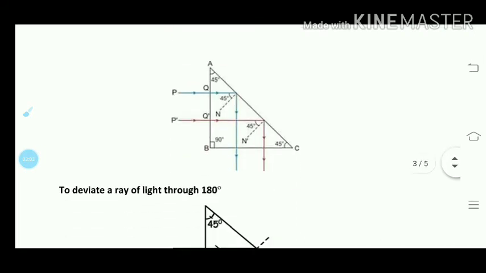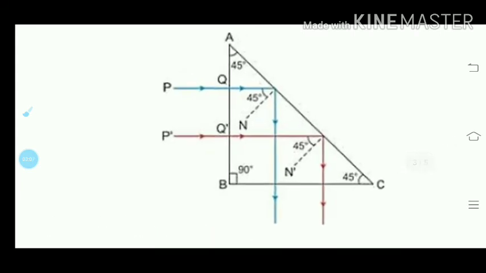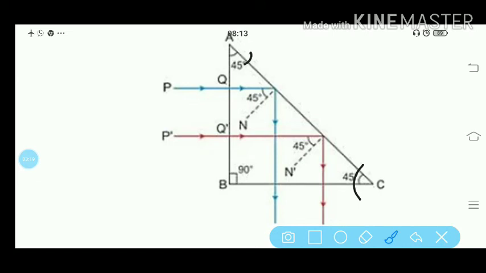Now consider this diagram. Here we have two rays, P and P dash, coming and striking the surface AB, where ABC is a total reflecting prism in which angle B is 90 degrees, angle A is 45 degrees, angle C is 45 degrees. So what happened? A beam of light is incident. Now this beam is coming normally, forming an angle of 90 degrees over here, so it will pass undeviated.